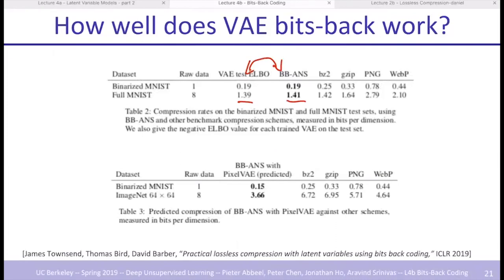And in the second half of the data, they compare the performance of the ANS against the more traditional image encoding schemes. With this, we can do the comparison and see that the performance is actually much better than the traditional schemes.